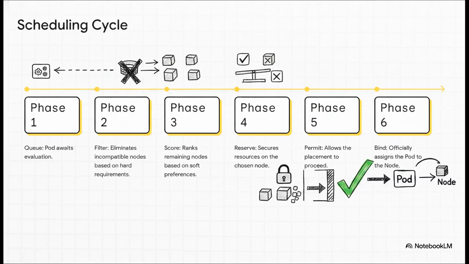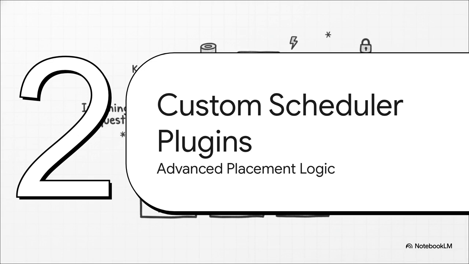It starts in the queue. Then the filter phase ruthlessly eliminates nodes that simply cannot run the pod. Maybe they don't have enough CPU or memory. The nodes that actually survive that enter the score phase, getting ranked based on things like affinity, tolerations, and topological spread constraints. Once a winner emerges from the pack, the scheduler will reserve the resources, permit the placement, and finally execute the bind. Which brings us to Section 4.